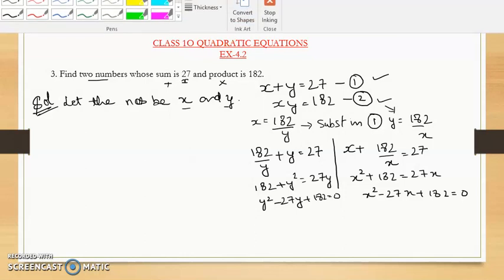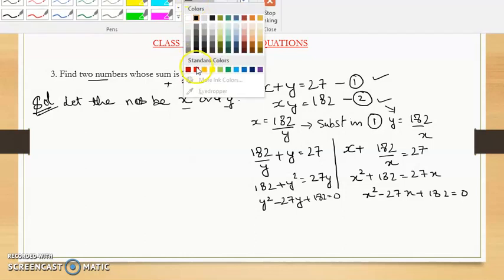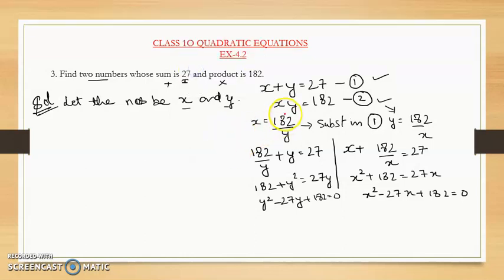Let me change things so it will be easy for you to differentiate. If you substitute x is equal to 182 upon y, you will get this equation, and if you substitute y is equal to 182 upon x, you will get the equation in x. So both the equations are the same, the only difference is the variable. Clear, students? Here you get the variable in y, here you get the variable in x, both are correct.